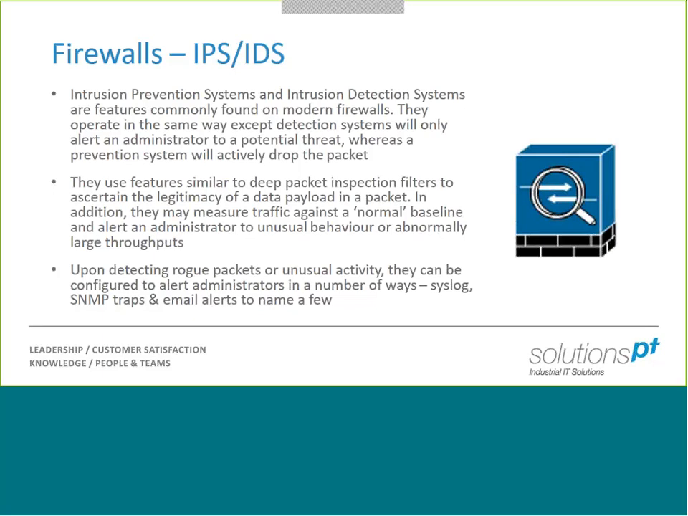And obviously with an IDS system, they will alert a user. They may email a network administrator or send you a text or something like that and say, there could be some potential malicious activity going on here. And obviously a prevention system will just actively start making a decision on whether it should allow or drop packets.